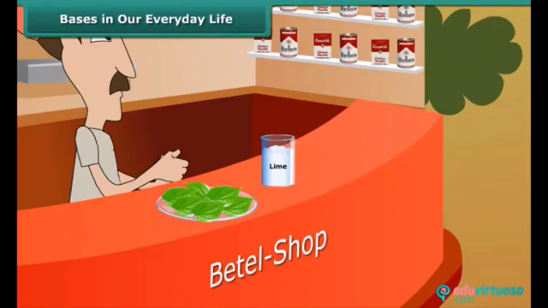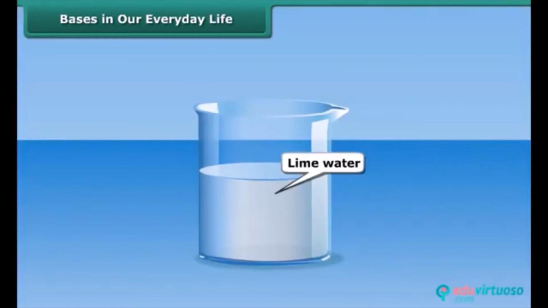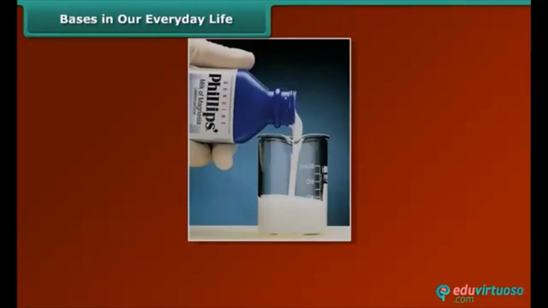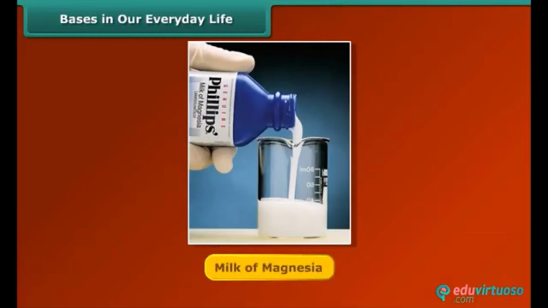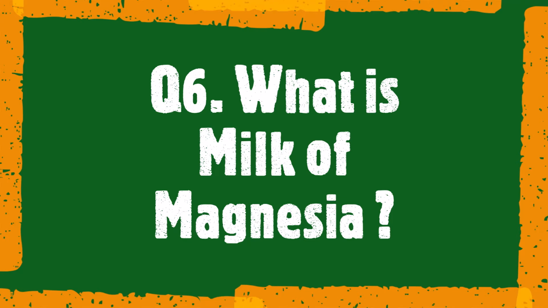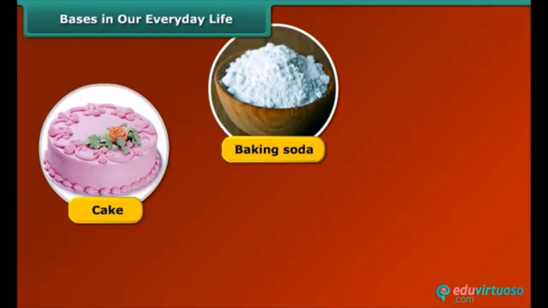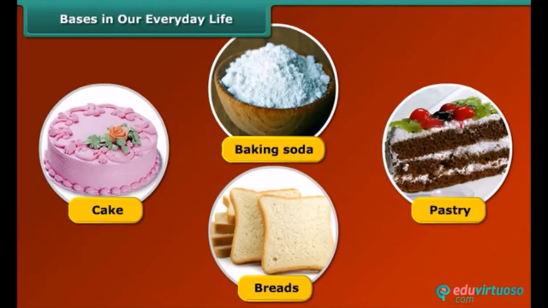Students, the chemical name of lime is calcium hydroxide. Lime water is prepared by dissolving lime in water. Milk of magnesia is a medicine which helps us in digesting our food. It contains magnesium hydroxide, which is a base. Baking soda used in making cake, breads and in other bakery items contains sodium hydrogen carbonate.